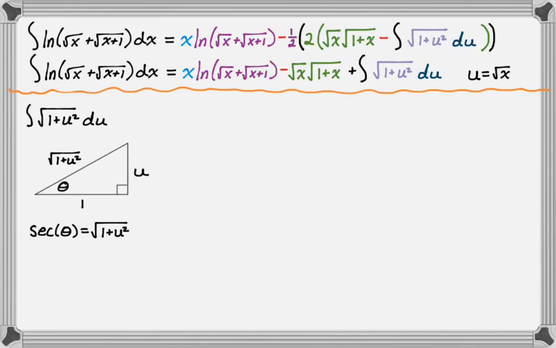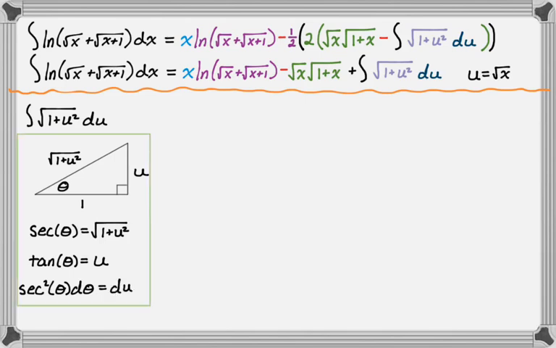Now I need to somehow substitute for du. So I'd like to write a trig function that uses just u, not the radical. A trig function that uses just u, tangent will do that, right? Tangent of theta is u over 1. So I'm going to say tan of theta is u. And then I can use that to find du. The derivative of tangent is secant squared of theta d theta, is du.